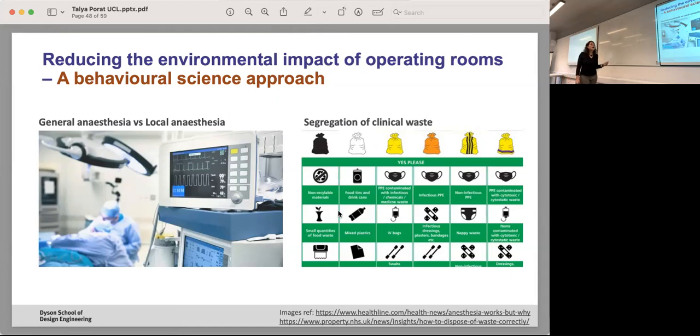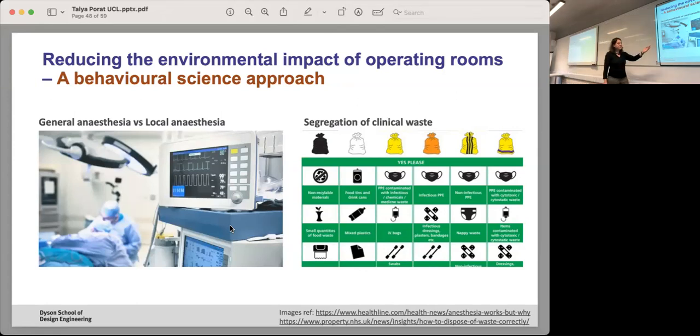And also, many surgeons said, we're just used to it. We've done this surgery for 20 years now. It was always with general anesthesia, so changing it now doesn't seem right.